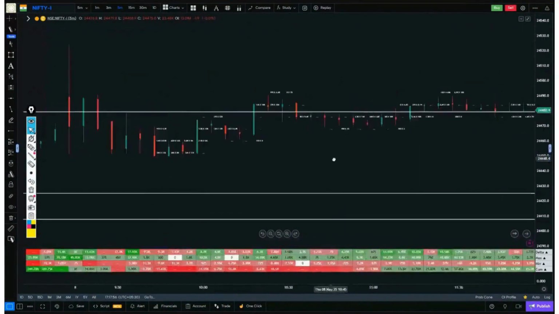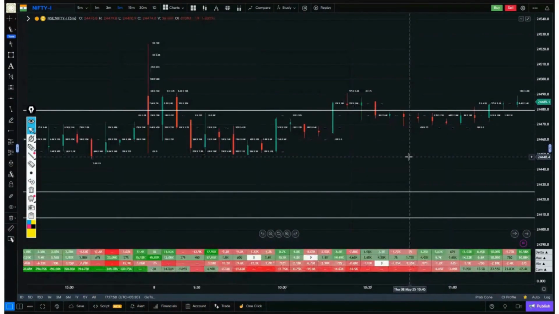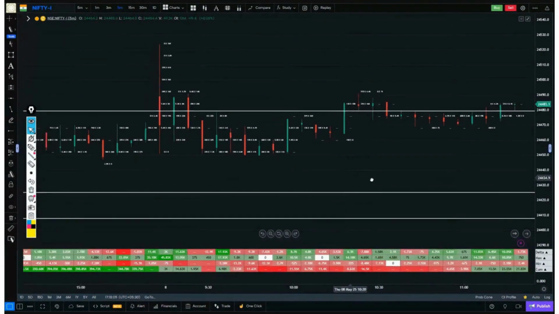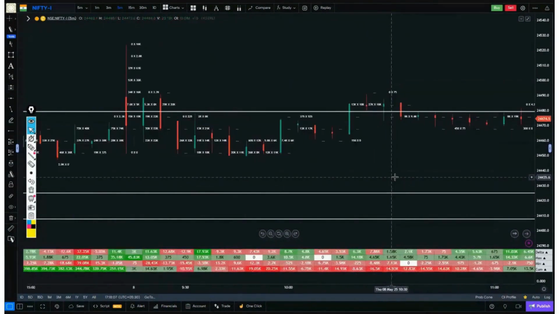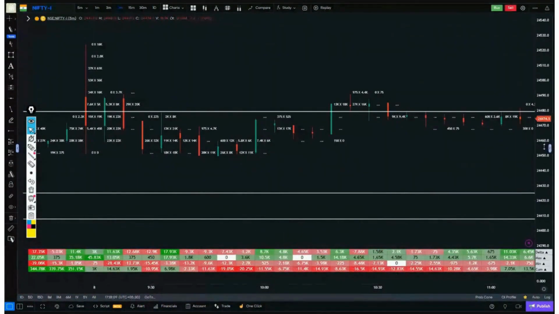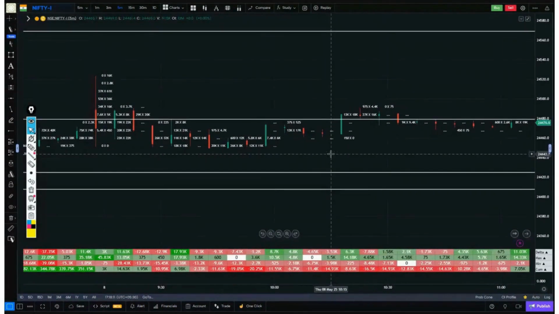Before reading the footprint properly, we will find out what delta is, because with the help of delta, we are going to see where buyers are interested, where sellers are interested, and how things can happen. Look at the first candle. What is the delta of this first candle? 3,000.